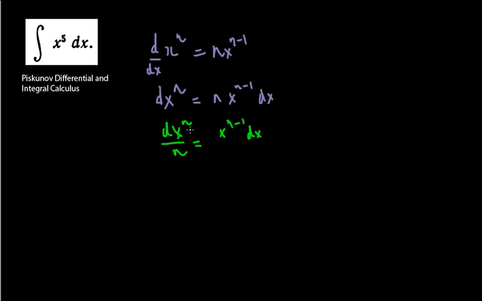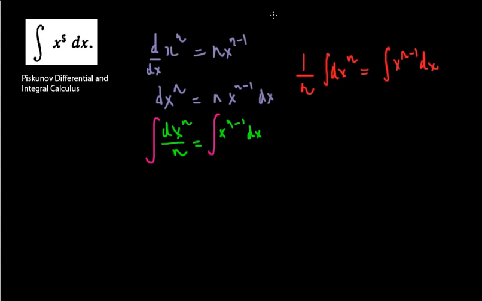Now I can do one thing here. I can integrate both sides. It's a fair operator. Now n is a constant, so you can just pull it out of the integral, right? So it's 1 over n times the integral of d(x to the n) equals the integral of x to the n minus 1 dx, right?